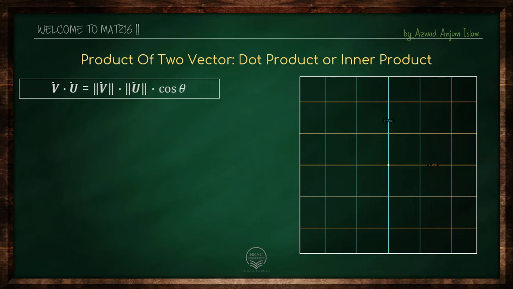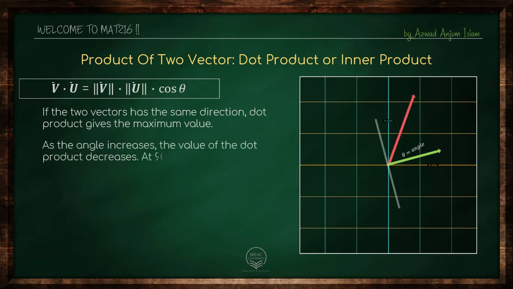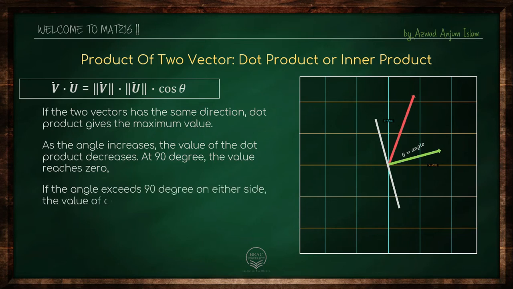Let's say we have v and u. So the dot product between them is the multiplication of their individual lengths into the cosine value of the angle between them. Now we know the cos 0 gives us the highest value of cos. So if the two vectors are in the same direction, we have the highest value. And as the vectors grow apart from each other, the value of their dot product decreases. And if the angle increases beyond 90 degrees on either side, then the value becomes negative.